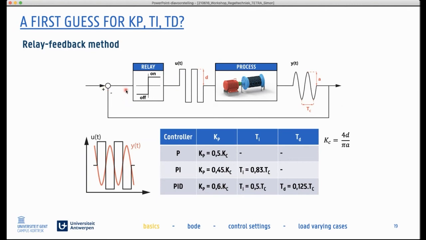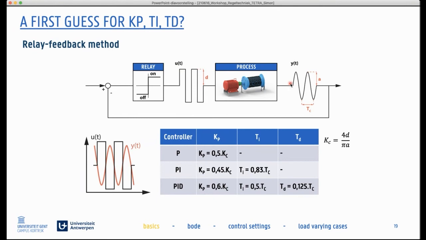And what is the relay feedback method doing? If it sees a positive error, it puts the input of the system at maximum on. If it sees a negative error, it puts the input of the system at the most negative value, off. So it's a relay controller. We replace the PID controller that might be there already by just an on-off controller, which switches between maximum positive and maximum negative, depending on the error. Positive error means sending positive signals to the system. Negative error means sending maximum negative values to the system.